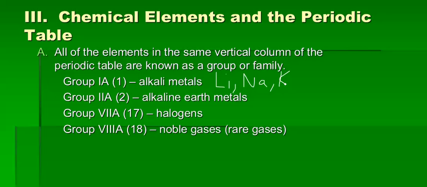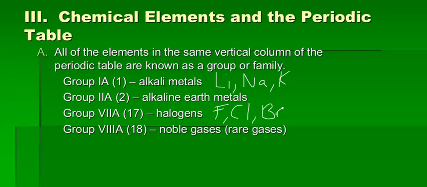And again, we group them in vertical columns because they have similar properties based on their electron configurations, which we'll get to later. Group 2A is known as the alkaline earth metals. We'll skip over to group 7A. Now, group 7A is the fluorines, the chlorine, the bromine. Those are called halogens. And so know the name of that group.